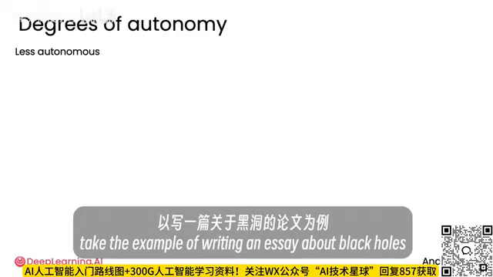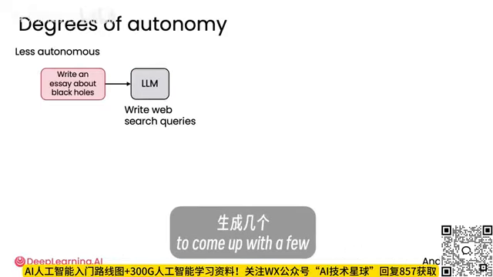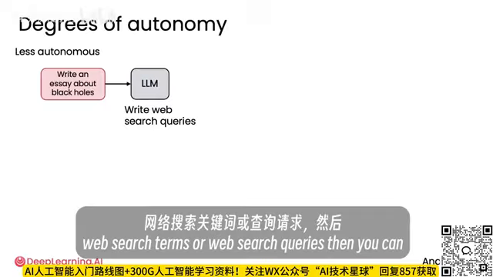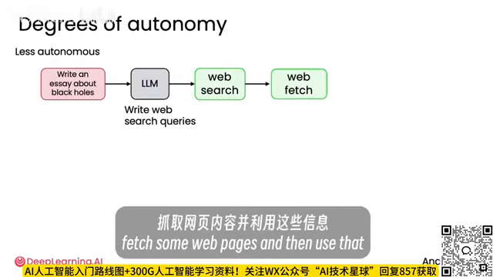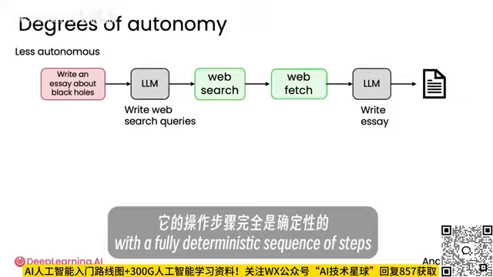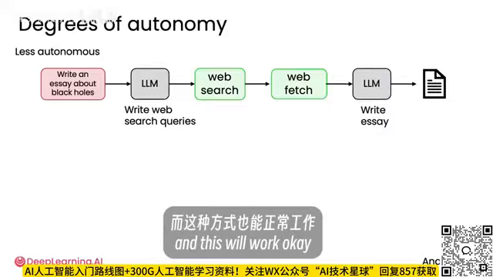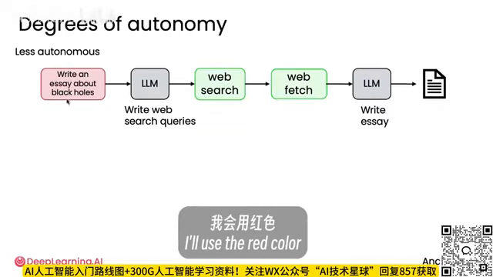Some agents can be less autonomous. So take the example of writing an essay about black holes. You can have a relatively simple agent to come up with a few web search terms or web search queries. Then you can hard code in that you call a web search engine, fetch some web pages, and then use that to write an essay. And this would be an example of a less autonomous agent with a fully deterministic sequence of steps, and this will work okay.